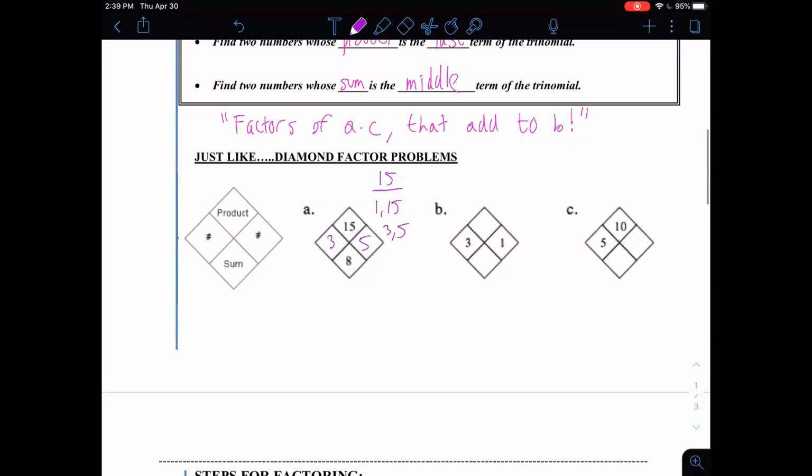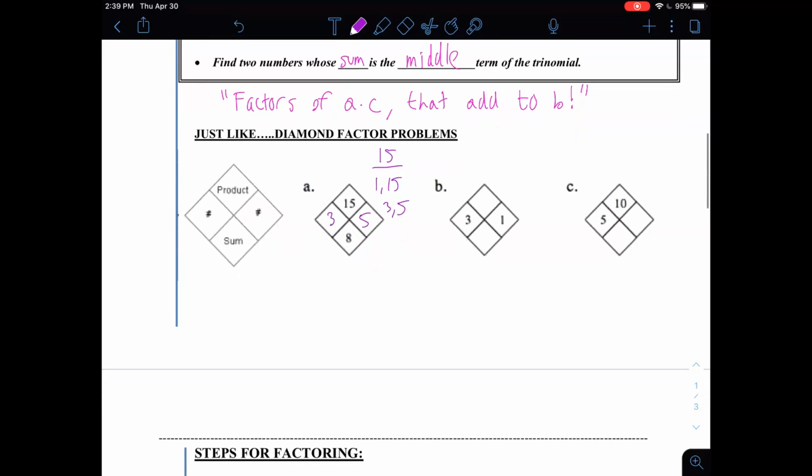What about for B? This time we're given the side numbers, so we just have to do what the side numbers tell us to do. We're going to take these two and multiply them to the top. So what is 3 times 1? That is 3. And then 3 plus 1 on the bottom is going to be 4. The numbers on the side need to multiply to the top, and they need to add to the bottom.